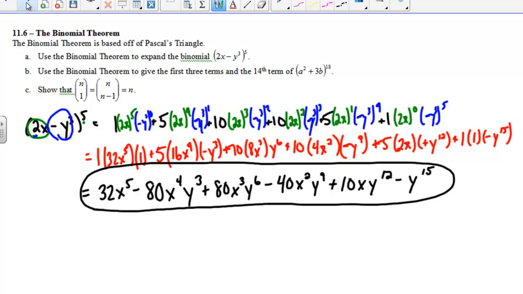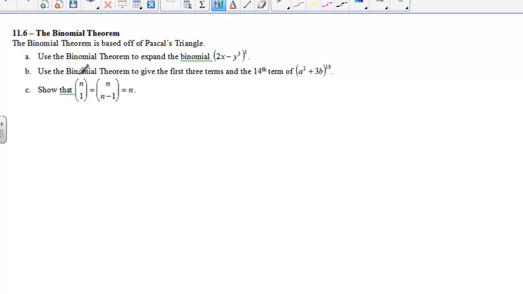Now the next part says use the binomial theorem to give the first 3 terms and the 14th term of (a squared plus 3b) to the 18th. Now this is a little bit easier. (A squared plus 3b) to the 18th.